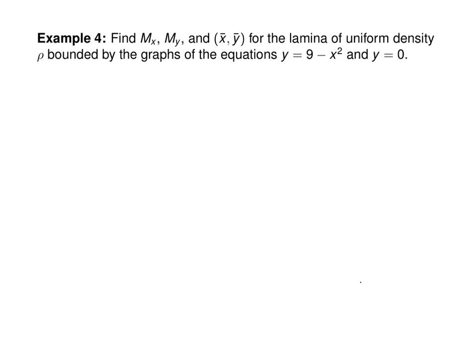So let's use those formulas to find the center of mass of a lamina of uniform density. So we are going to find the moment about the x-axis, the moment about the y-axis, and x bar, y bar for the lamina of uniform density rho, bounded by the graphs of the equations y equals 9 minus x squared and y equals 0. So first let's graph y equals 9 minus x squared. It's a parabola, shifted up 9, it's upside down. This intersects the x-axis at plus or minus 3.